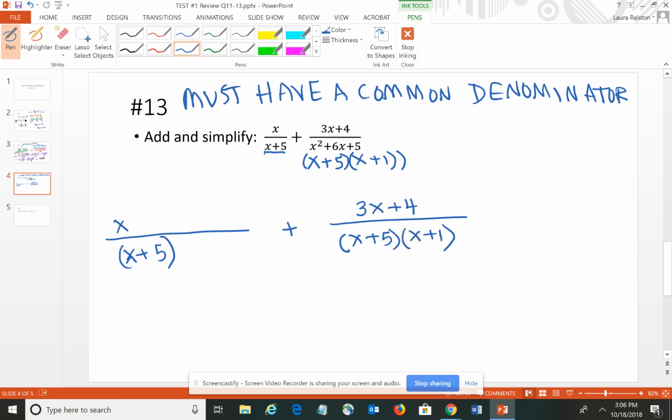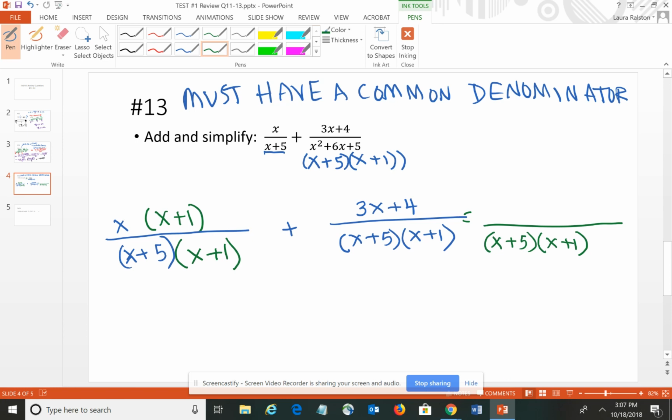So in order to have a common denominator, I need to have both x plus 5 as well as x plus 1 in the denominator. So I need to add an x plus 1 in the denominator of the first fraction. But if I add that to the denominator, I also have to add it to the numerator. So in a sense, I'm multiplying by 1. So now, by doing that, I have a common denominator. Once you have the common denominator, you can actually add the numerators together. We keep the common denominator, and we add the numerators together.